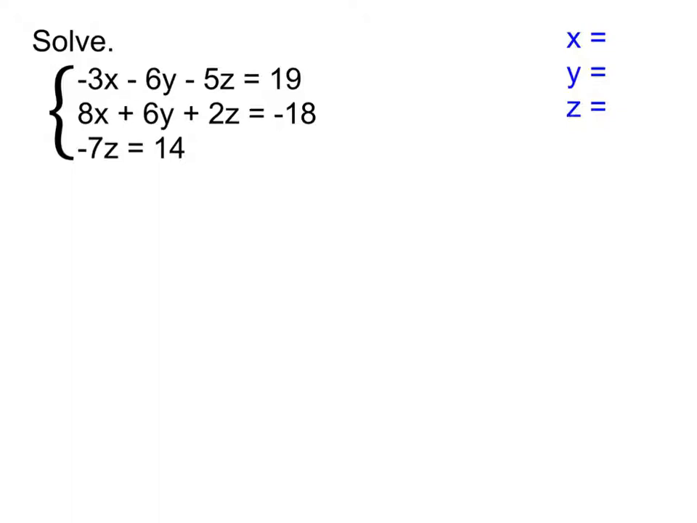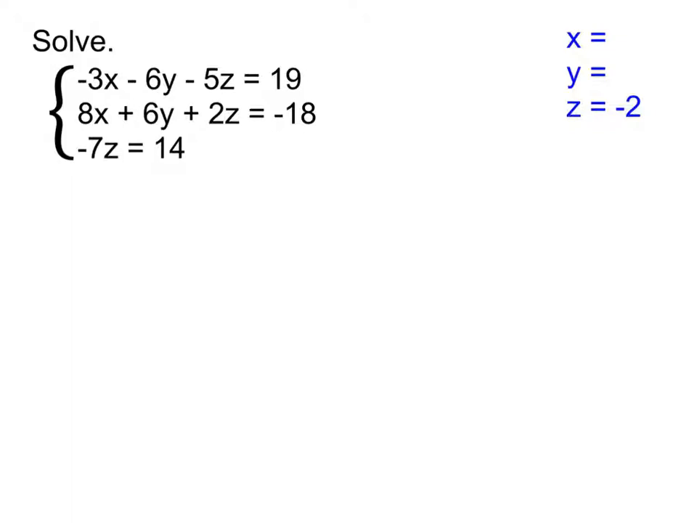So as I take a look at this, the very first thing I would do is the same kind of thing I did in the last one. Because I have one equation that just has one variable in it, I'd start by figuring out what that one equals. I can start by figuring out what z is. And so if negative 7z equals 14, I'm going to divide both sides by negative 7. And so I know then that z is negative 2. I know that right off the top.